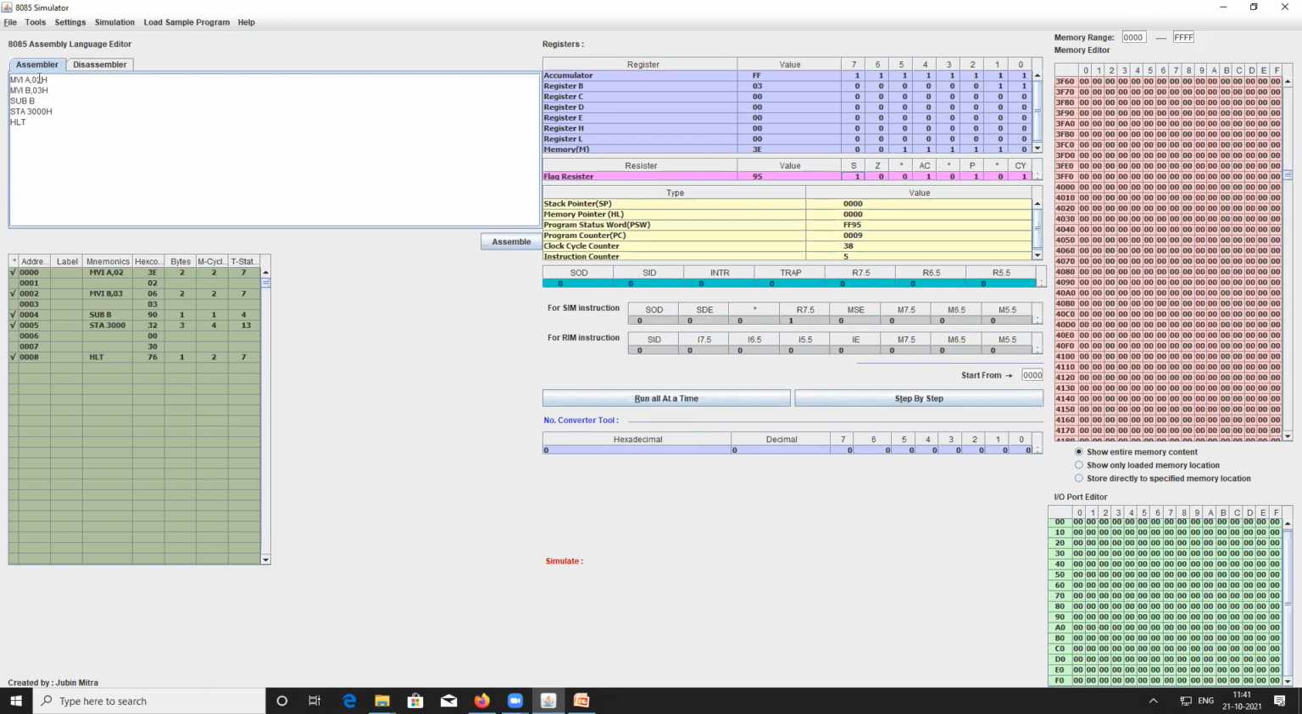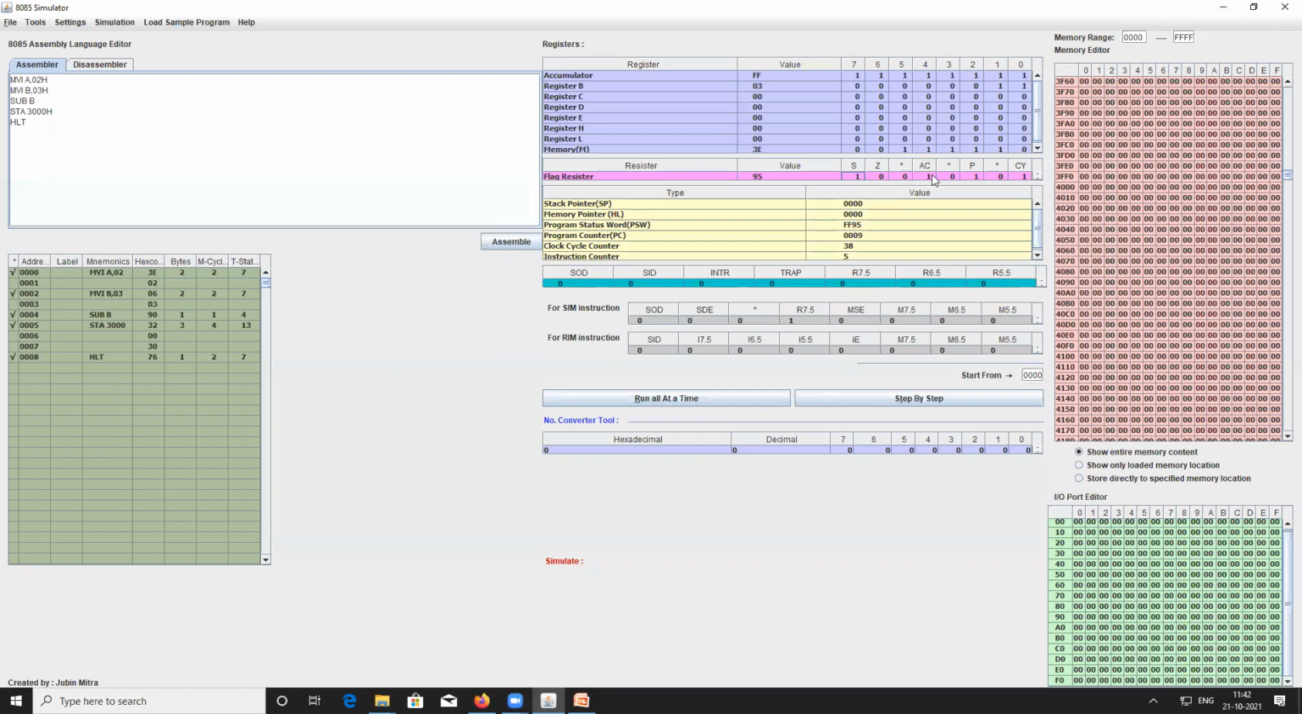Why? Because 2 is the lesser number and 3 is the higher number, so you have to subtract the higher number from the lower number. Your answer will be negative. Due to that negative answer, you know that the sign flag will be 1.